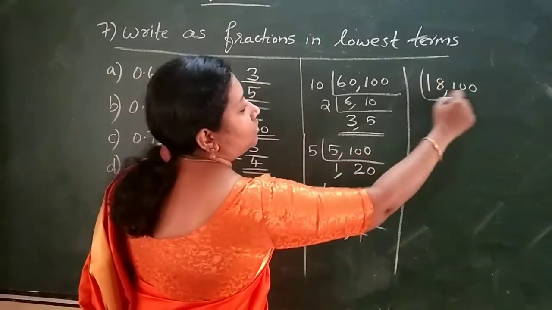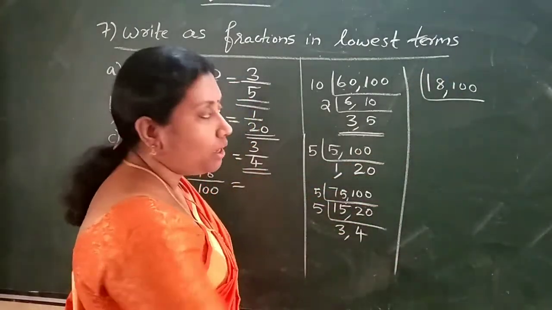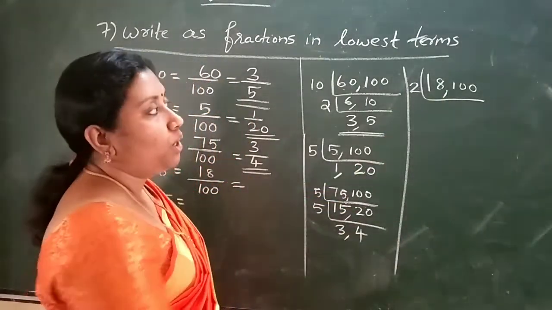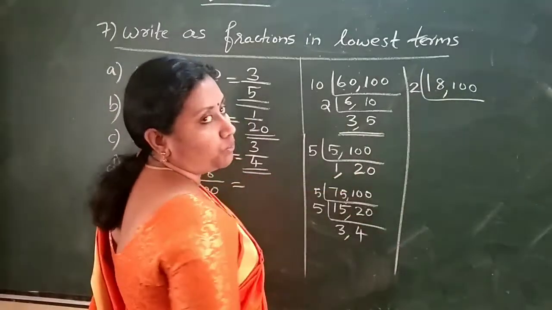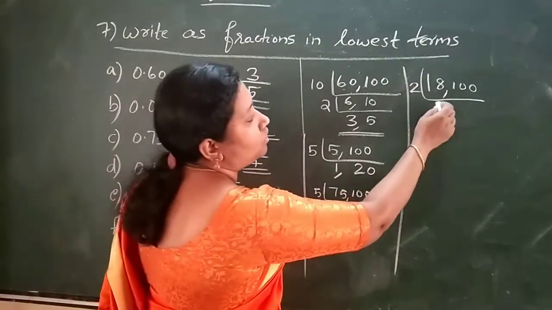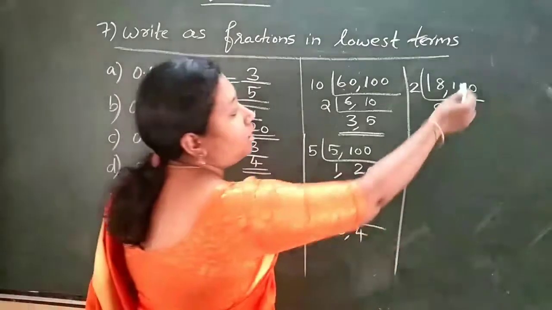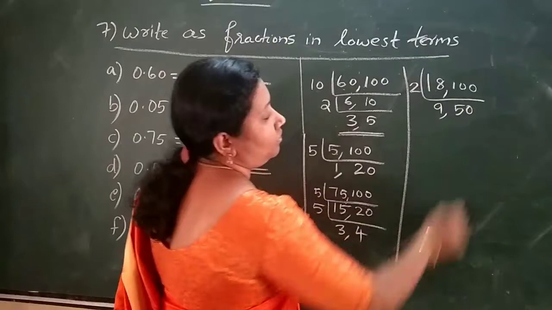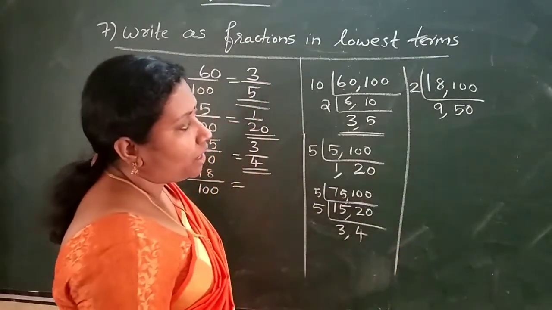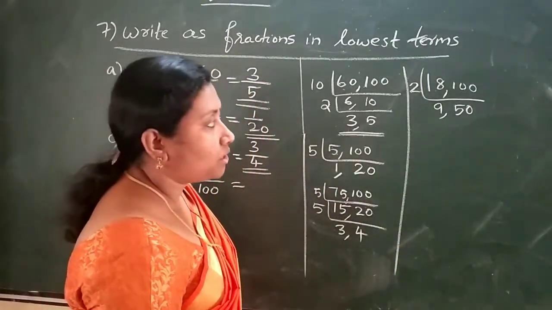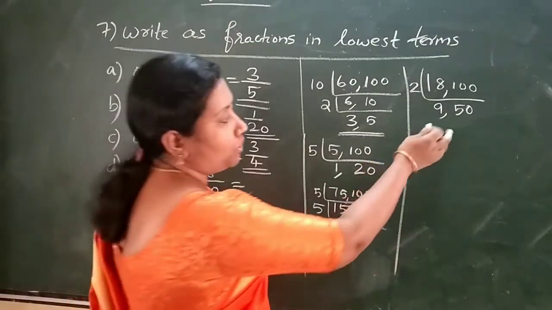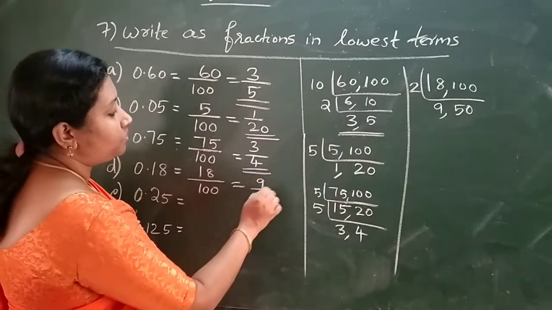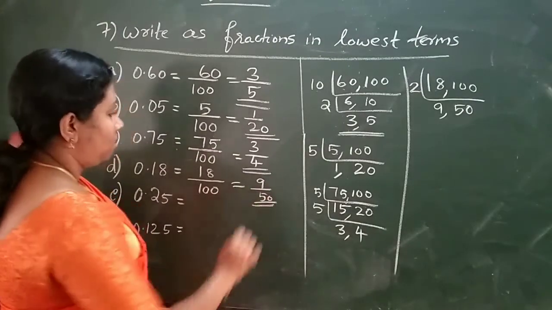18 and 100. These two numbers are divisible by 2. These two are even numbers, so these two are divisible by 2. 18 divided by 2. What is your answer? Yes, 9 2s are 18. Then 100 divided by 2 is 50. Then any common factor here? 9 and 50. No common factor other than 1. So this is the simplest form of our fraction. So 9 by 50 is your answer.